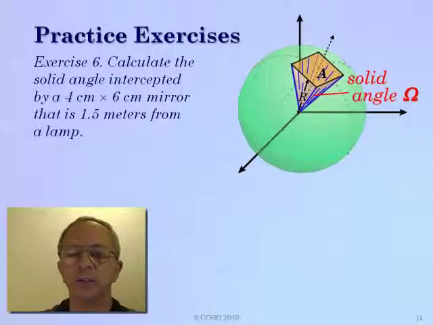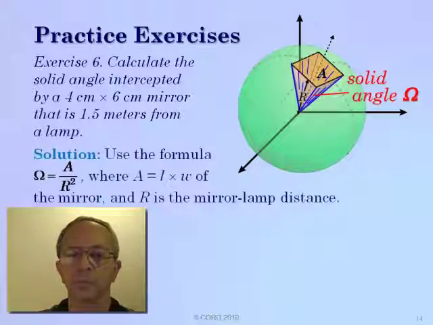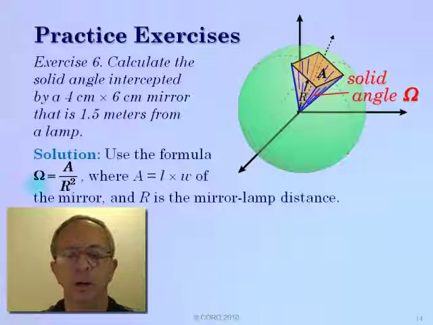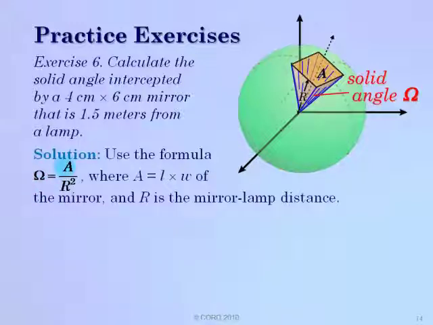Exercise 6 asks us to calculate the solid angle intercepted by a little rectangular mirror, 4 centimeters by 6 centimeters, that is 1.5 meters away from a lamp. So this is pretty much like the eye problem we had in the text, right? So here we have the formula omega, or the solid angle, is equal to A over R squared, where now A is going to be the length times the width of that mirror in order to calculate the area of that mirror. And R is how far away the mirror is from the lamp.